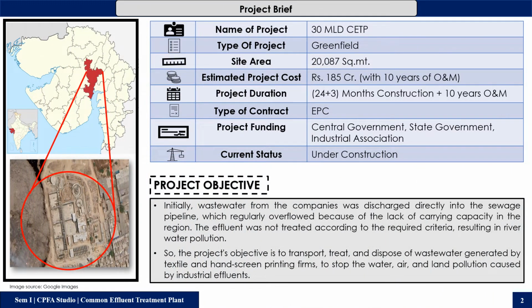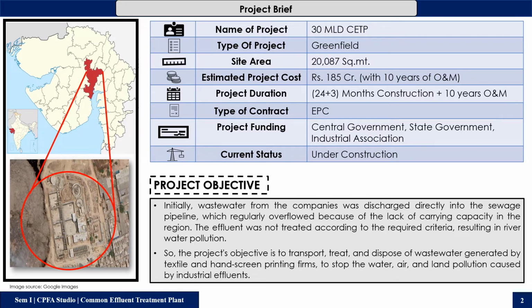As a part of Studio 1, construction project formulation and appraisal, we have carried out a feasibility study of a common effluent treatment plant which is situated at Ahmedabad. The capacity of the common effluent treatment plant is 30 million litre per day. The type of project is greenfield. The site area covered by the project is 20,087 square meter.